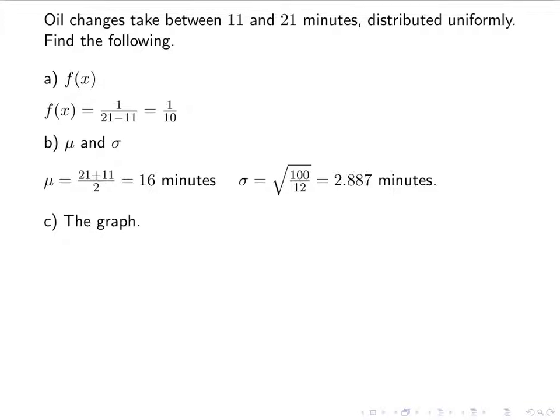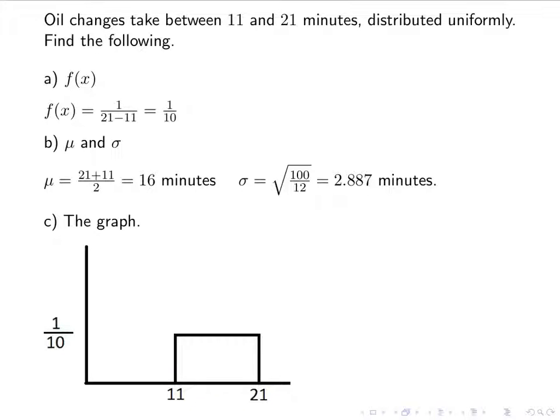And then we're also going to look at the graph. So again, the height of my rectangle is my function, 1 over 10, and the sides of my rectangle are my a and b. So it starts at 11 and goes to 21.